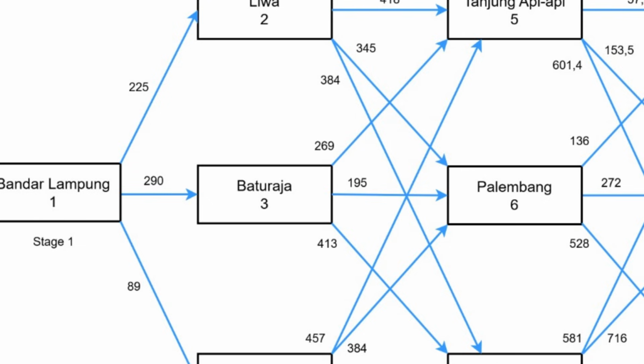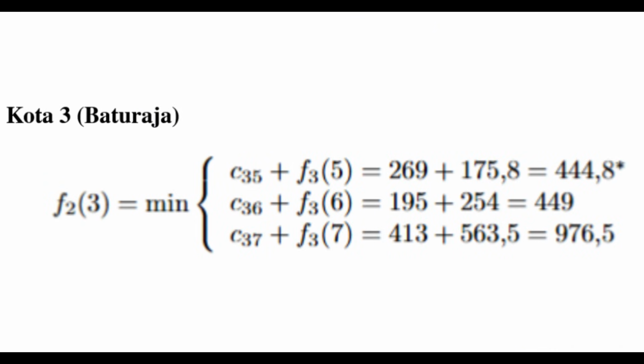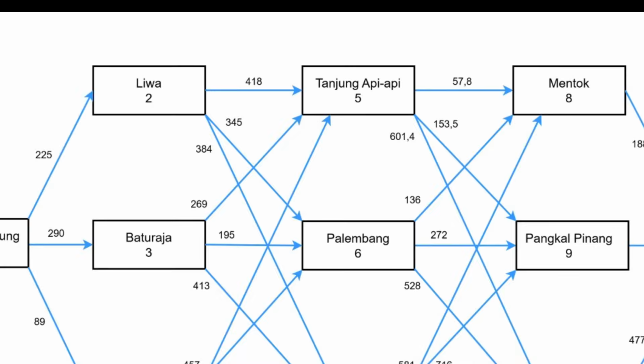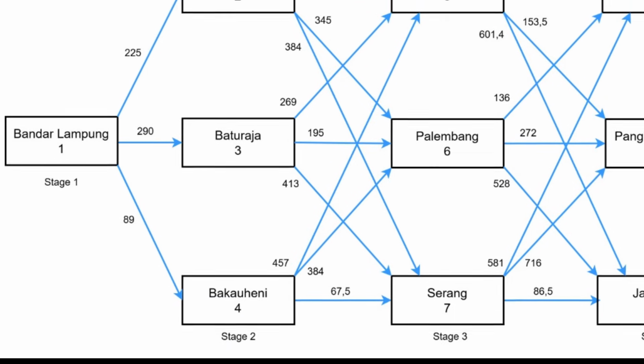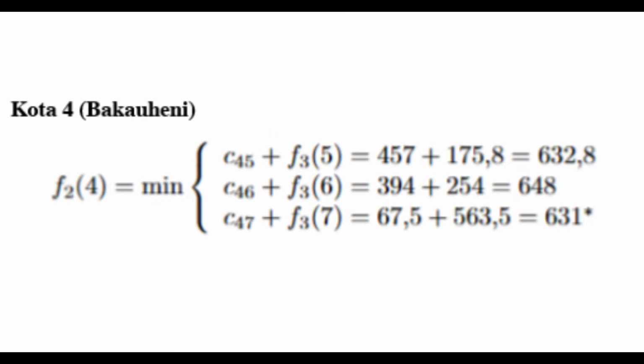Next is Batu Raja city. The method is the same. All the options are summed with the distance of the next stage. The smallest result is 444.8 kilometers. And again, the best route is via Tanjung Api-Api. Next is Bakauheni city. Here there are 3 options as well, and after calculation, the minimum distance is 631 kilometers, which is via Serang city.